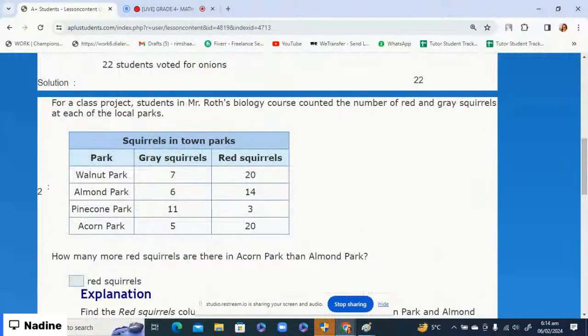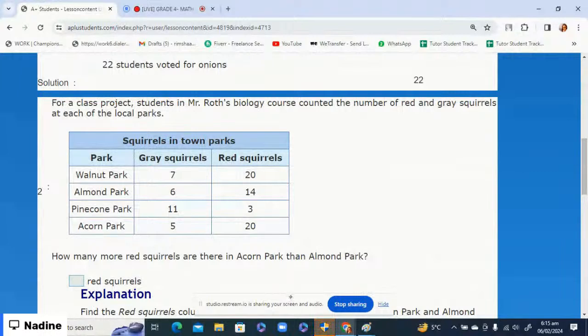For a class project, students in the Mr. Roth biology course counted the number of red and gray squirrels at each of the local parks. The parks are given. First one is Walnut Park, then Almonds, then Pine Cone, and then Acorn Park. Then the gray squirrels are given, that is 7, 6, 11, and 5. And red squirrels are given, which is 20, 14, 3, and 20.